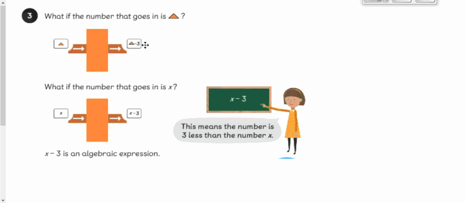Okay, and then here we go, more algebra we recognize. What if the number that goes in is x? So if we put x in, x can be any number. So we put x in, the rule, we're going to take away 3, so it'll be x take 3. So this means the number is 3 less than the number x. So if x was equal to 7, it would be 7 take 3, so the output would be 4. So x take 3 is an algebraic expression. It's not an equation, because an equation needs the equals sign. Equals equation, equals sign. So an expression x take 3. Hopefully we're following.